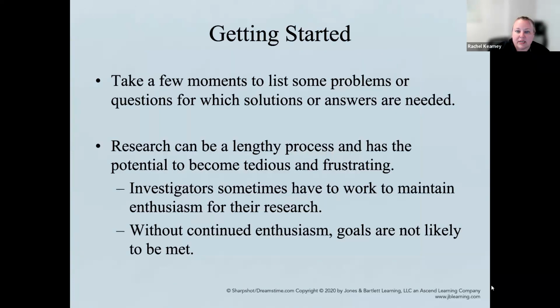When we talk about developing a research problem, I'm going to have you write down some lists of things that you'd like to study or things that you have questions about. It can be lengthy. And so sometimes we need to really focus in on what is the question that we want to answer, and having a very clear goal.